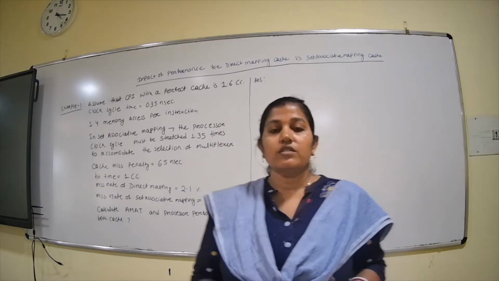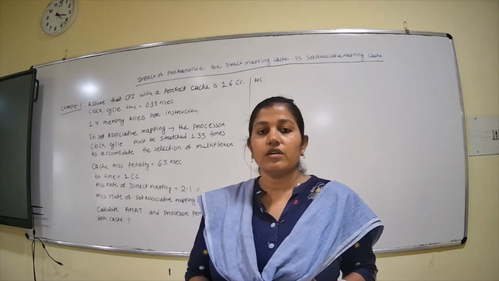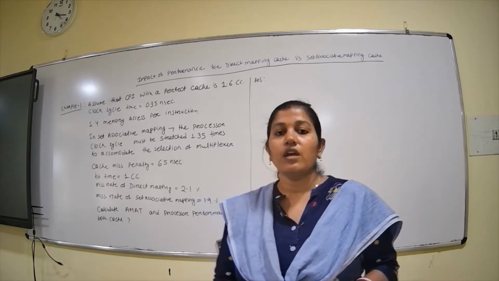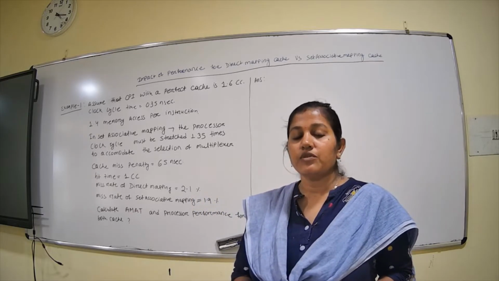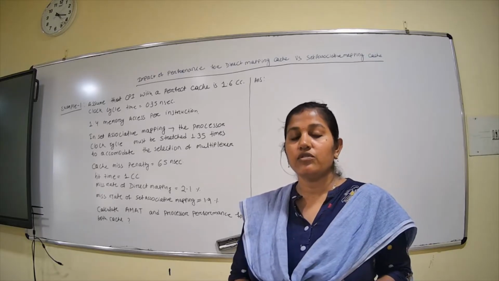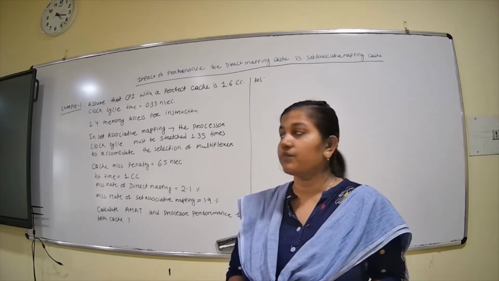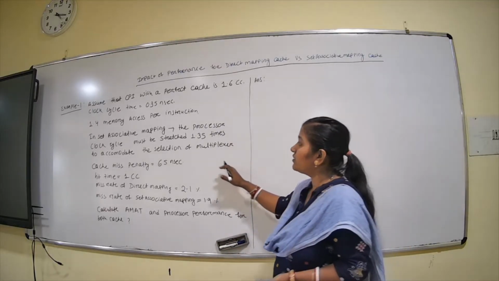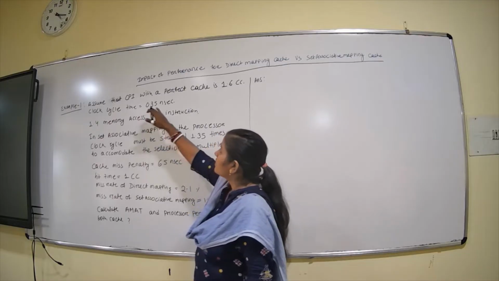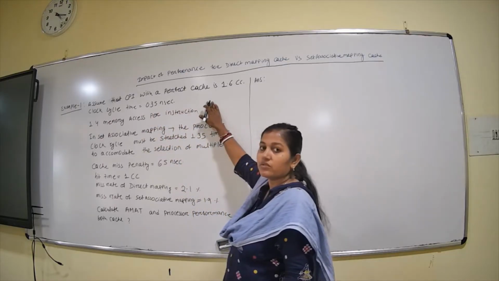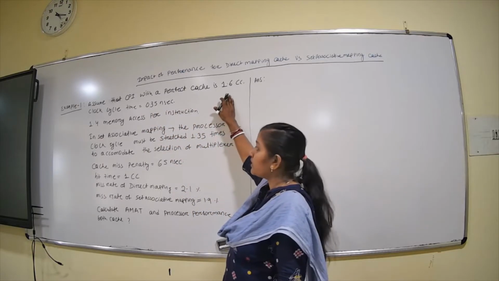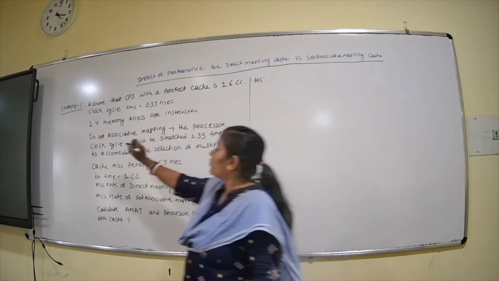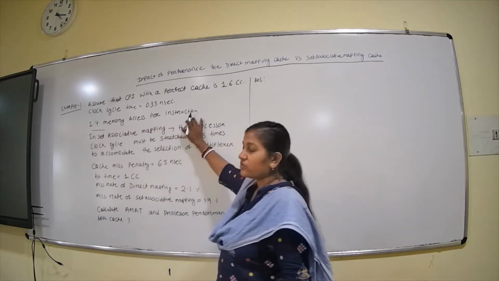We will discuss the system performance based on the cache memory, how it impacts performance, and the difference between direct mapping cache and set associative mapping cache. So we'll see one numerical. In example 1, assume that the CPI with the perfect cache is 1.6 clock cycles, the clock cycle time is 0.35 nanosecond, and there are 1.4 memory accesses per instruction.